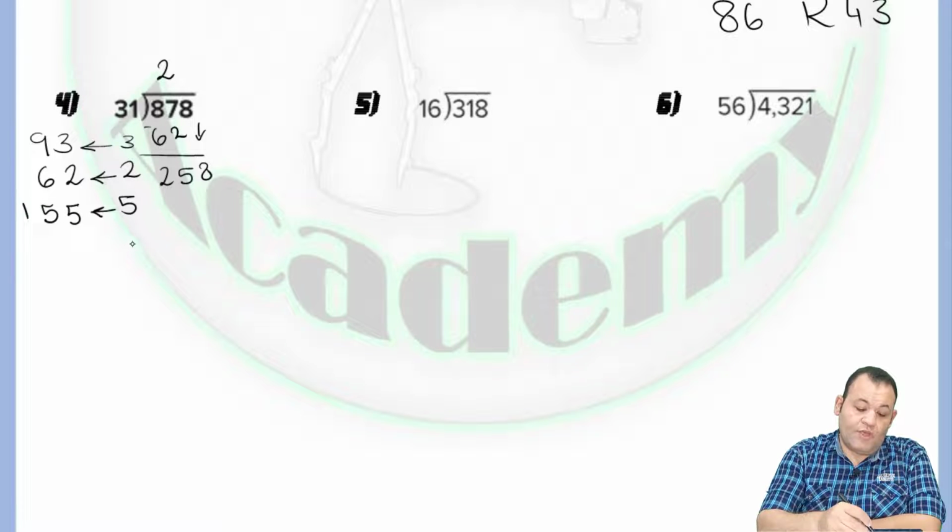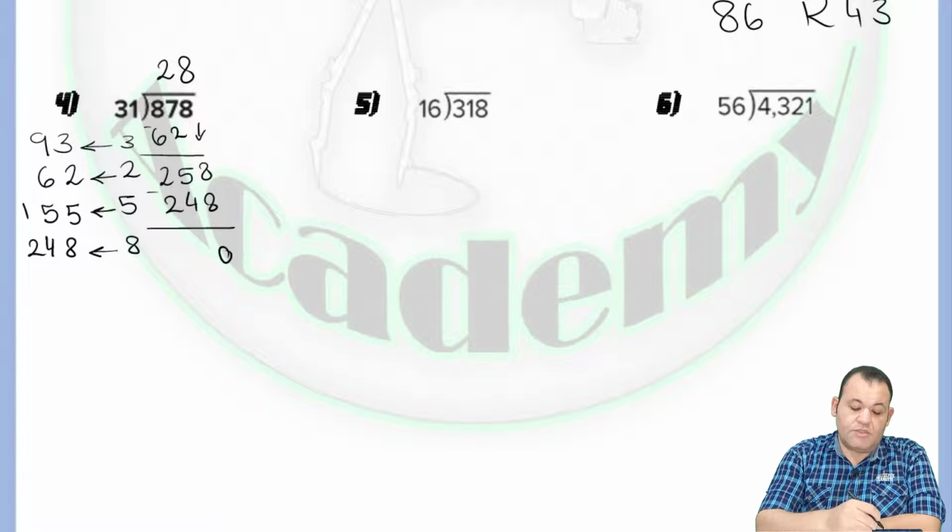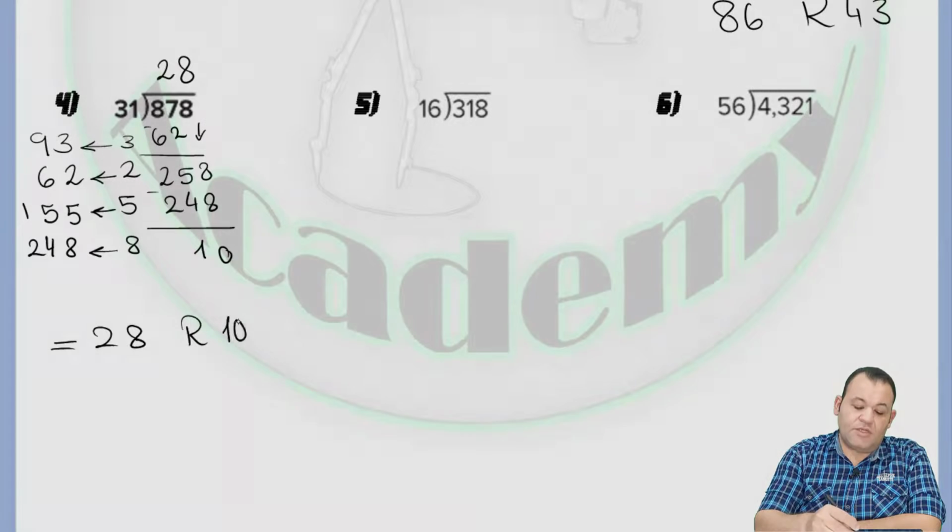Still we need more. We can check for 8. Now 8 times 1 equals 8. 8 times 3 equals 24. So we have here 248, and that will be the closest number. So 8 up and 248 down. By subtract, 8 minus 8 equals 0. 5 minus 4 equals 1. And 2 minus 2 equals 0. So the quotient now will be equal to 28. And the remainder will be equal to 10.